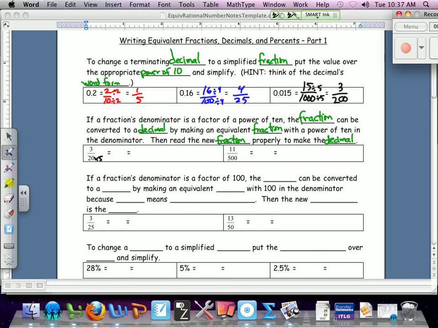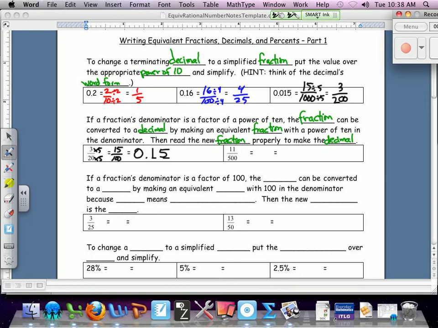So if I have 3/20ths, 20ths could be turned into hundredths. Let's see, by doing times 5 times 5. I get 15 over 100. So 0. tenths, hundredths, I'm going to have my 15 in there, 0.15.